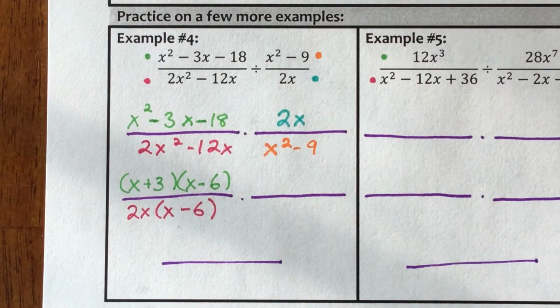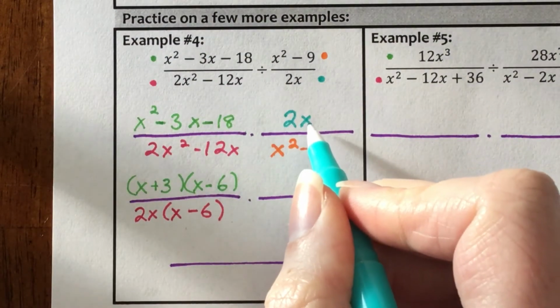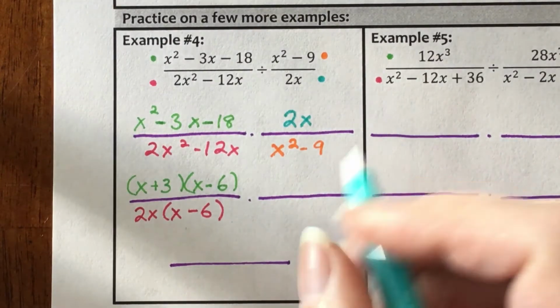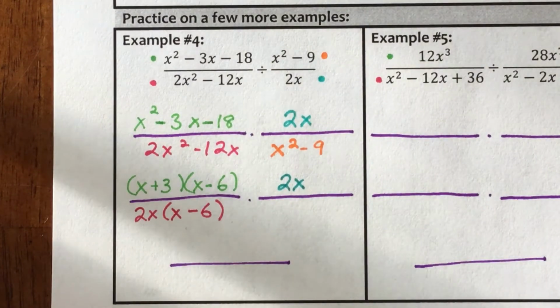Now we're ignoring the original problem. We're just going off of our newly flipped fraction. So this 2x, there's only one term. There is no GCF or anything. It's just a 2x.